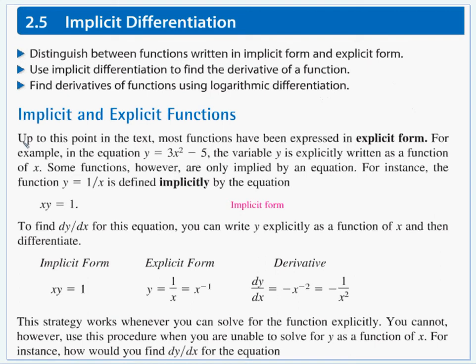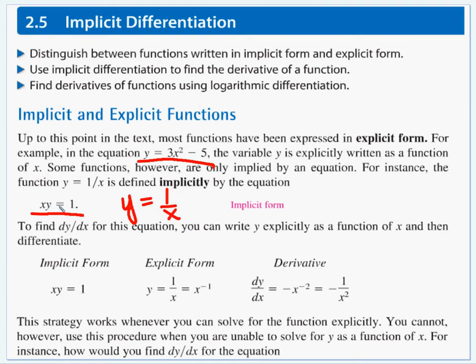Okay. Up to this point in the text, most functions have been expressed in explicit form. For example, this equation, y equals 3x squared minus 5, the variable y is explicitly written as a function of x. Some functions, however, are only implied by the equation. For instance, if we look at x times y equals 1, we could get the y by itself by dividing by x. So we get y equals 1 over x.